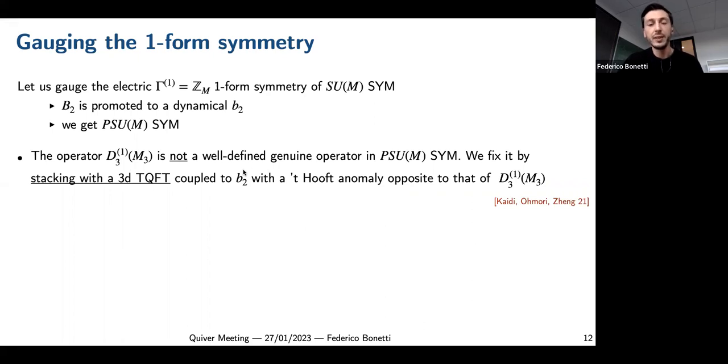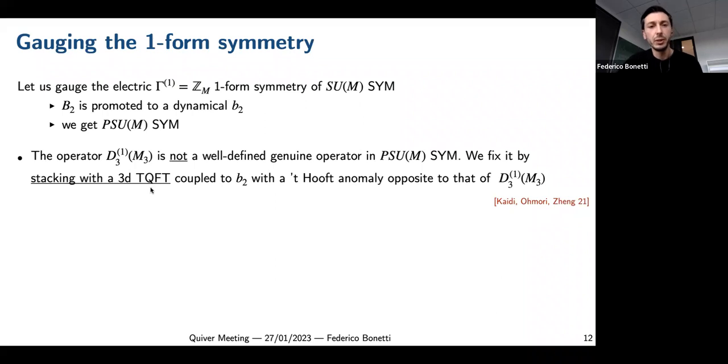And to cure that, following this paper that first proposed this construction in 4D, we stack the defect with a TQFT. So something topological, so that the topological nature of the defect is preserved, but non-trivial, so that it carries an anomaly which is precisely equal and opposite to the one that we have due to the ABB coupling in the bulk.